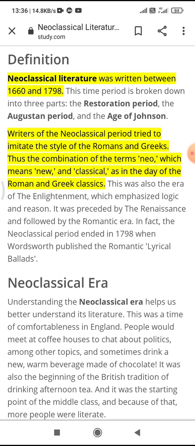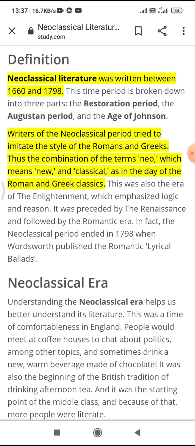After 1798, the period of Romanticism started. This period can be divided into three parts: the Restoration period, in which the restoration of monarchy by Charles II was established, the Augustan period, and the Age of Johnson. These are the three periods into which it can be divided.